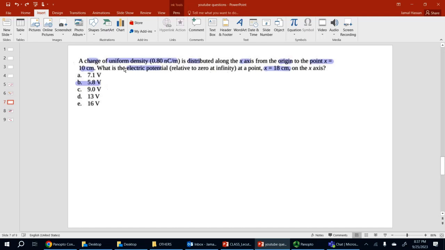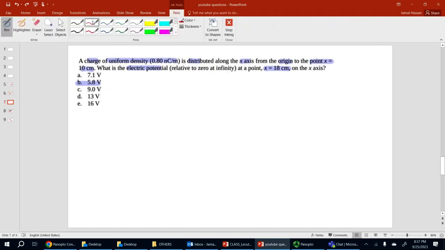We have a charge of uniform density, 0.8 nanocoulomb per meter, distributed along the x-axis from the origin to the point x equals 10 centimeters. What is the electric potential relative to 0 at infinity at a point x equals 18 centimeters on the x-axis? So we have a few answers.